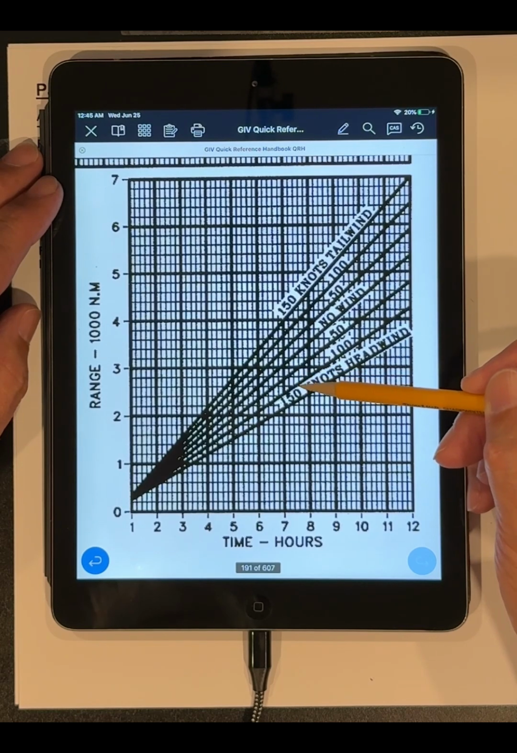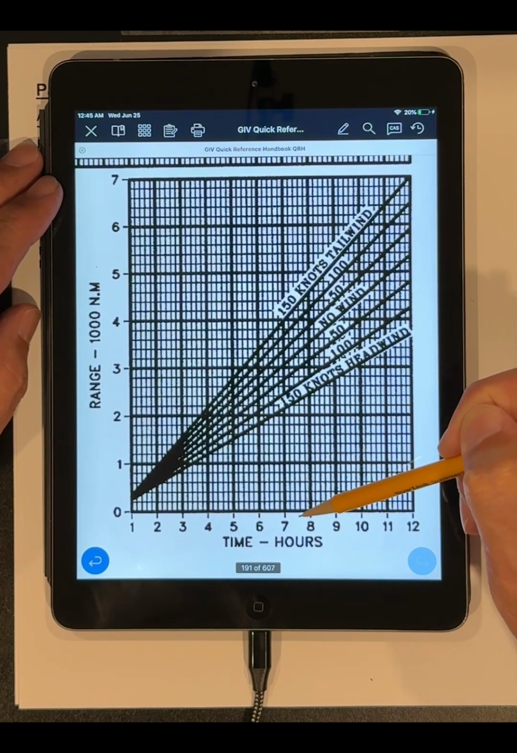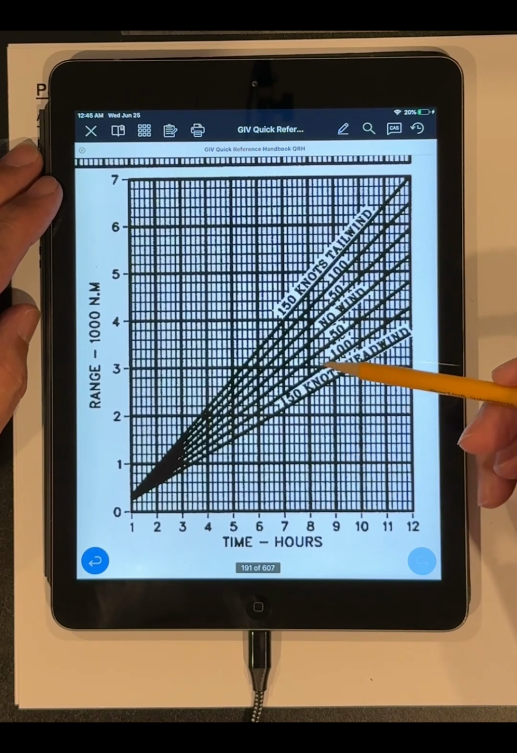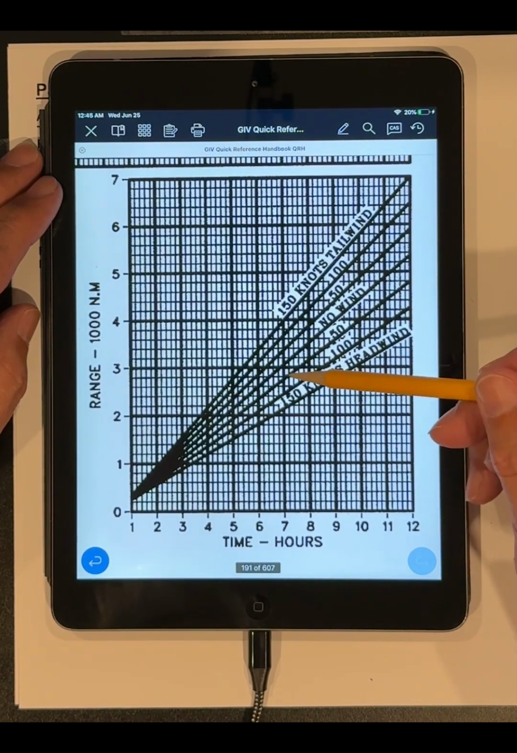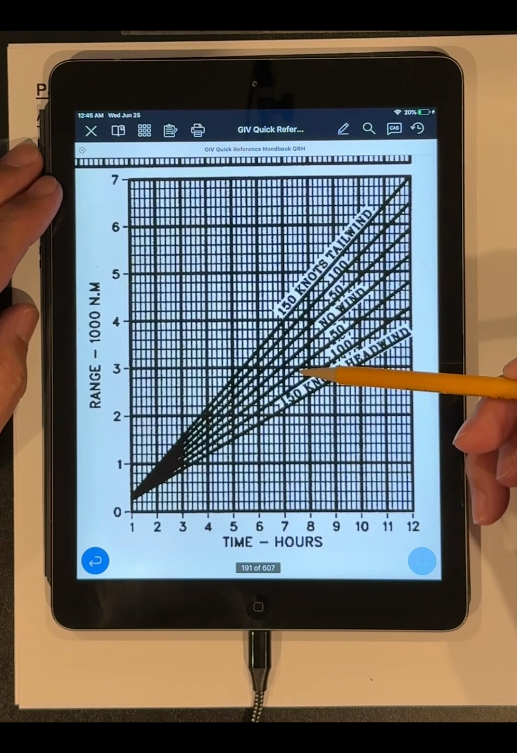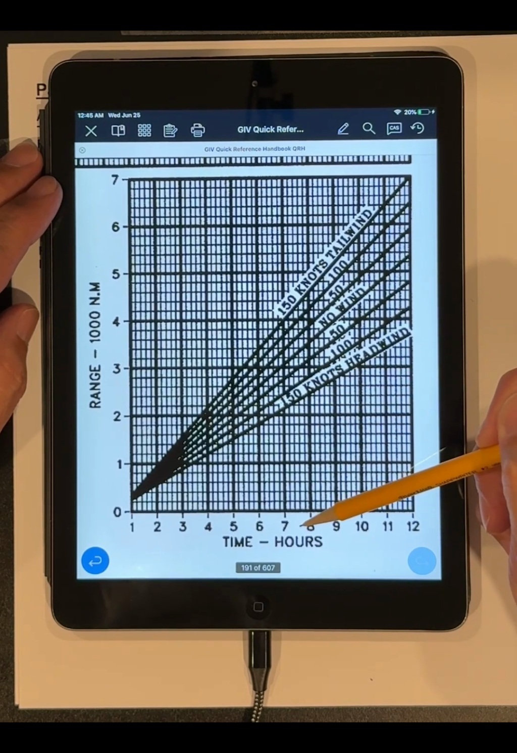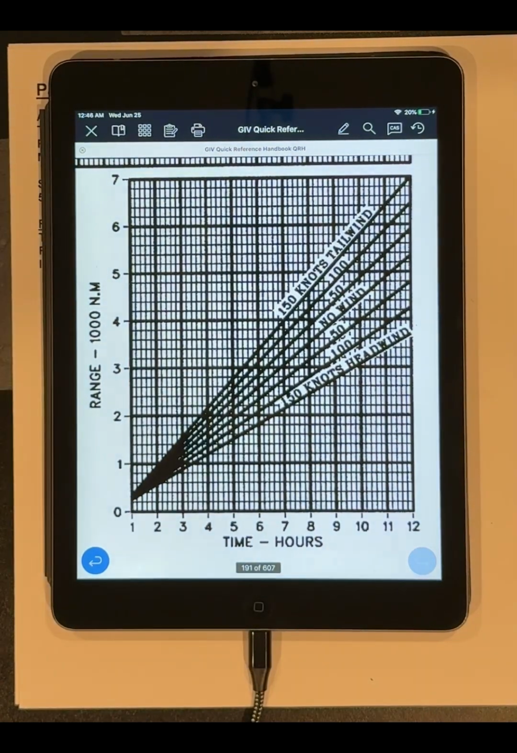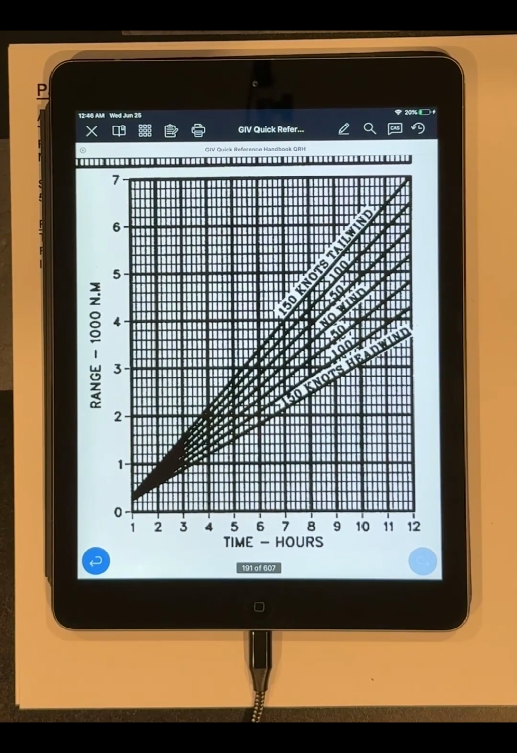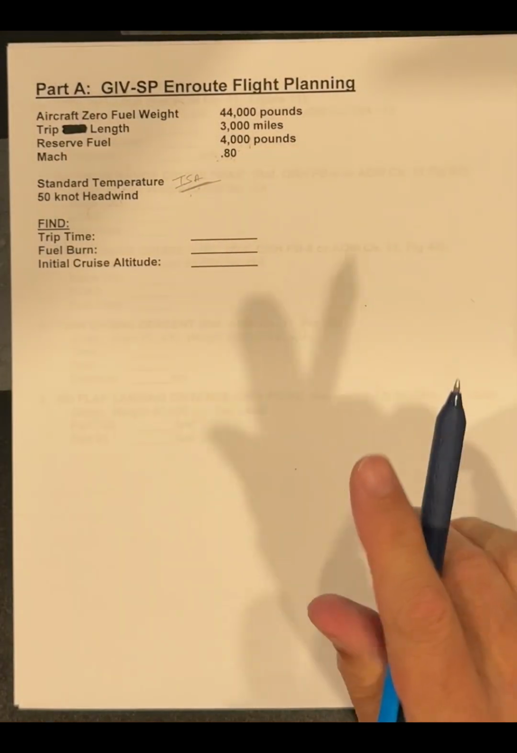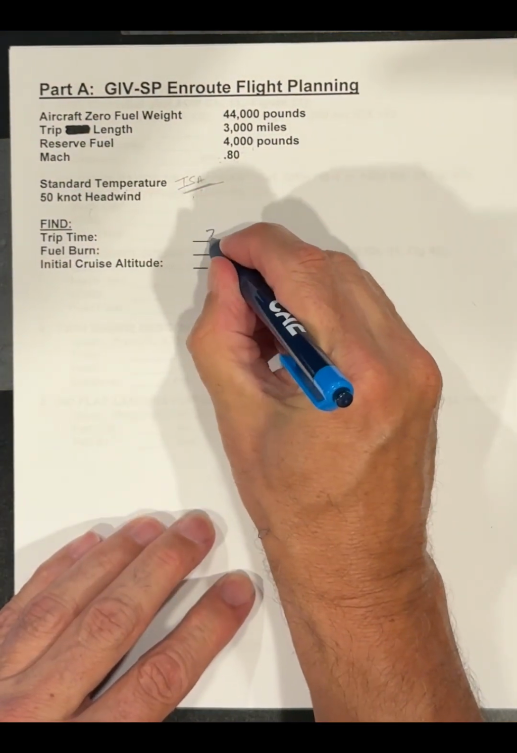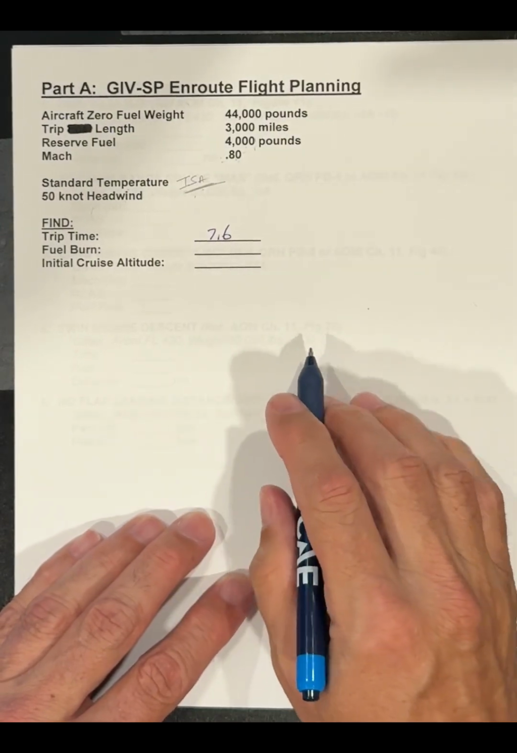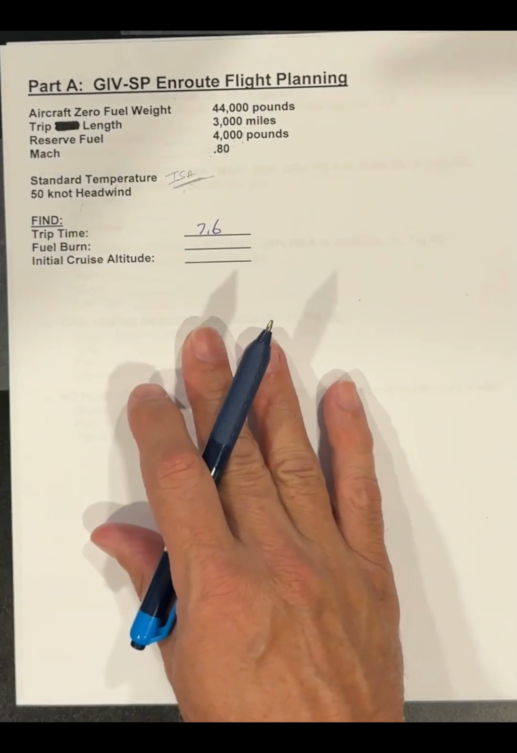And if you follow this line all the way down, it looks like 7.6 hours. 7.2, 7.4, 7.6, 7.8, 8 hours. So 50 knot, let's take 3,000 all the way to 50 knots, 50 knot headwind, right here, bring it straight down, and it looks like our first answer in time is going to be 7.6 hours. So we're going to write in 7.6 hours. Trip time, 7.6 hours. Excellent. And now we want to find the fuel burn.